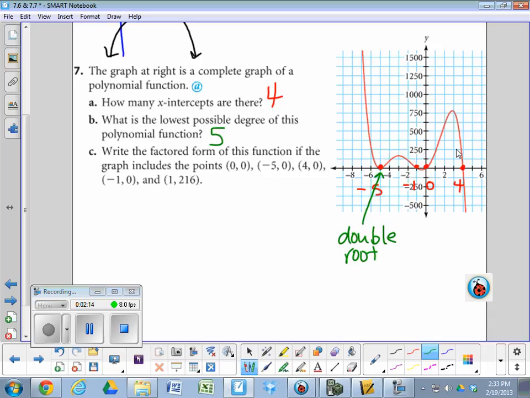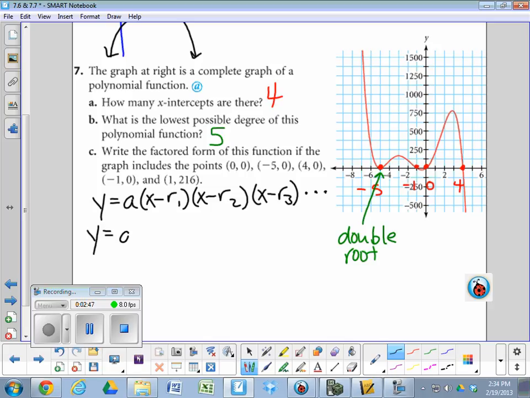So here's what happens when you go to write out the equation. Hopefully you're familiar with this format: a times x minus root 1, x minus root 2, x minus root 3. Can I put a dot, dot, dot? That means the pattern continues, and it just goes up until however many roots you have, however many intercepts. So when you write out the 4 intercepts here, one of them needs to be squared, because of that double root. So are you ready? Let's go ahead and do x. What would x minus -5 look like? x plus 5. We're going to revisit this in a moment.